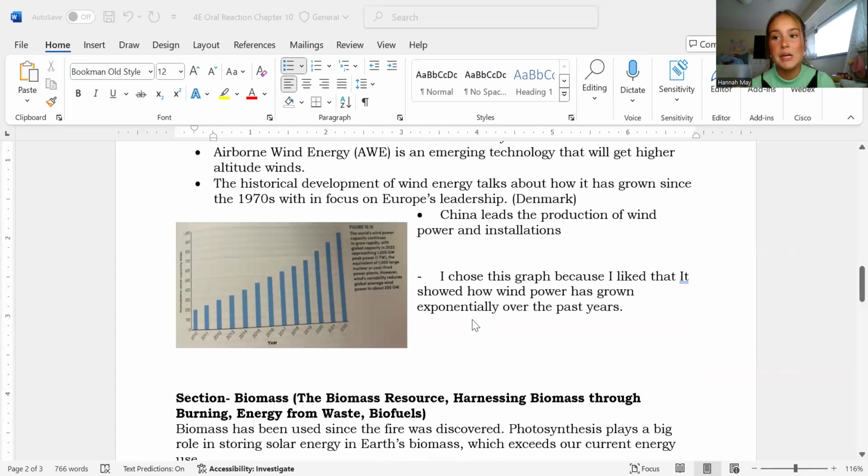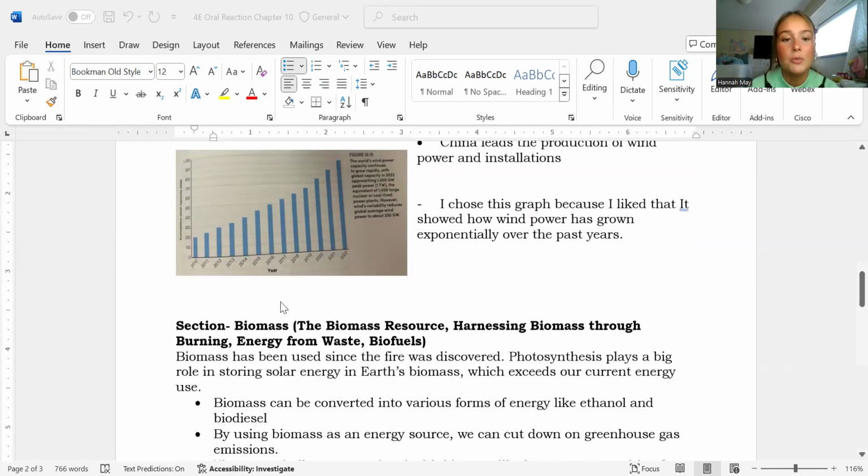This brings me to my second diagram. I thought this one was good to choose because we were talking about how it has been growing and evolving throughout the years. This one shows a little past a decade, from 2010 to 2022. I'm more of a visual learner, and it shows how it has gone up exponentially over the past little bit. I thought it would be good to show.